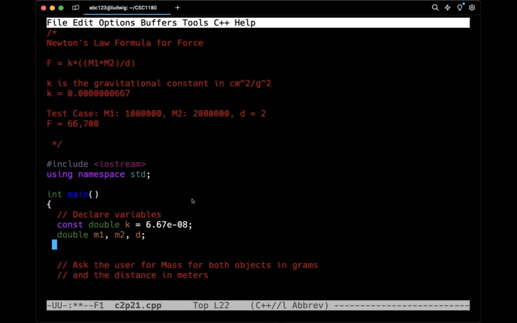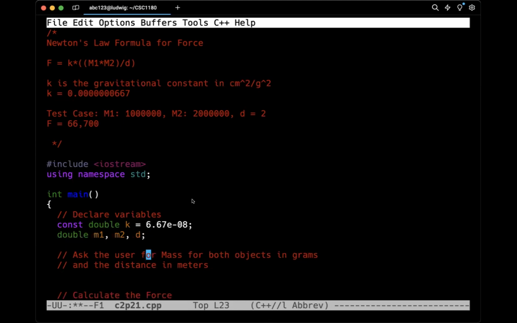And then, as always, when we're asking for the user, we can do this in three statements or in one. I'm going to go ahead and do three. Say enter the mass in grams of the first object. It's a little more user friendly. Then do a cin on the M1.